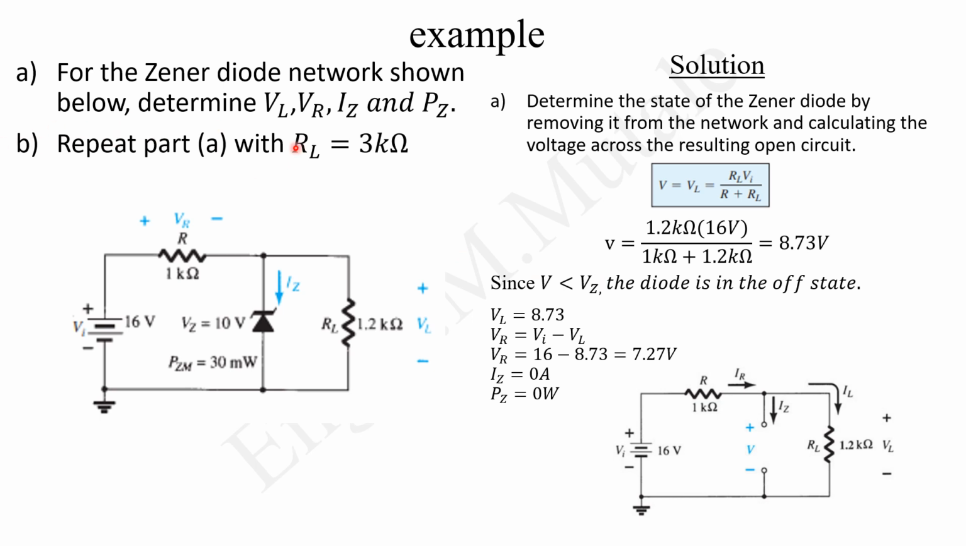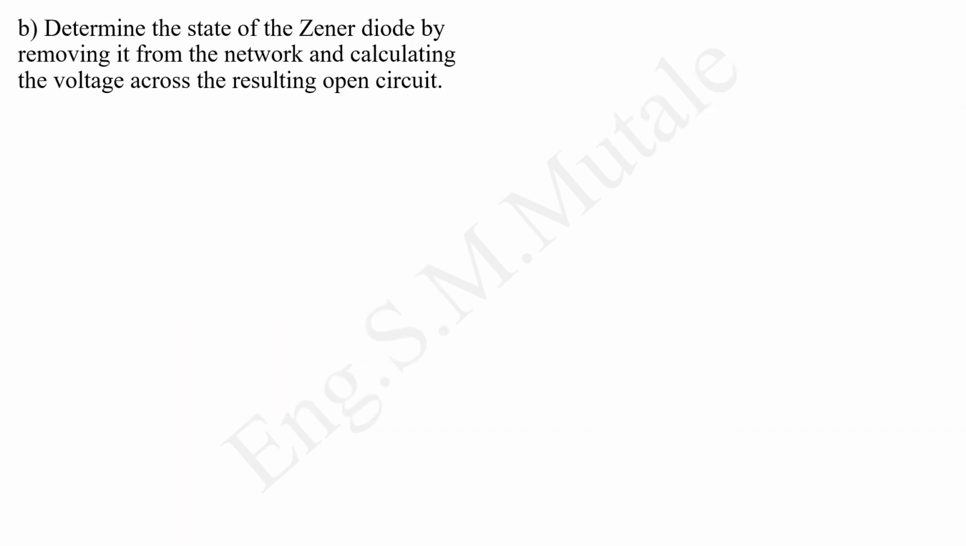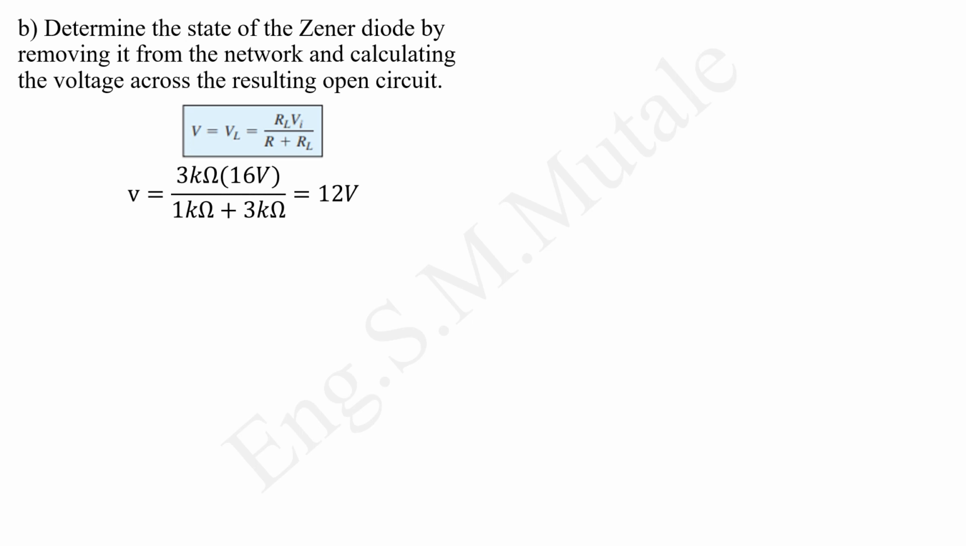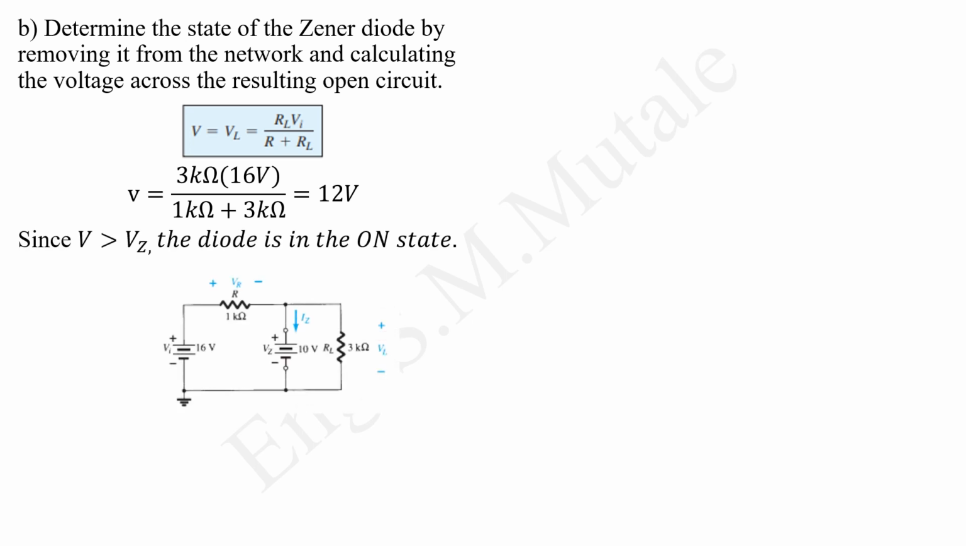Then to answer the B part, where you change the load resistor, they are saying we use 3 kilo ohms. For the B part, we determine the state of the Zener by using that formula. When you replace RL with 3 kilo ohms, you're going to have 12 volts, and 12 volts compared to what we had is greater. Therefore, this Zener diode is in the on state. Since it is in the on state, you replace the Zener diode with the Zener voltage itself, which has the value of 10 volts.